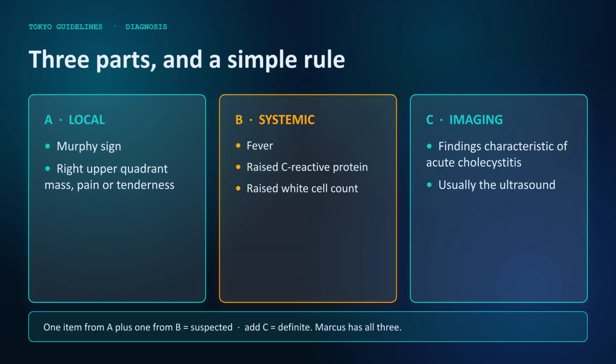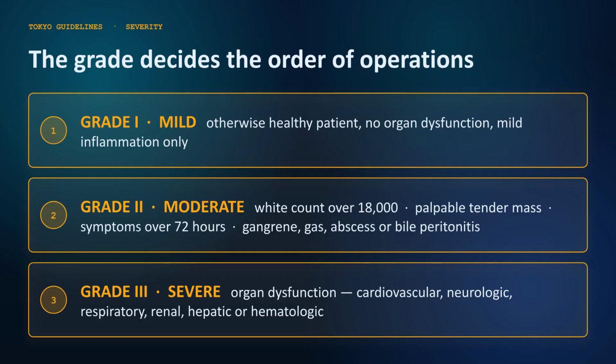They do not require a stone. They do not require jaundice, and they do not require an operation to confirm the diagnosis. Severity grading drives the plan. Grade 1 is mild, an otherwise healthy patient with no organ dysfunction and only mild inflammation in the gallbladder. Grade 2 is moderate: a white count above 18,000, a palpable tender mass in the right upper quadrant, symptoms for more than 72 hours, or marked local inflammation such as gangrene, gas in the wall, an abscess, or bile peritonitis.